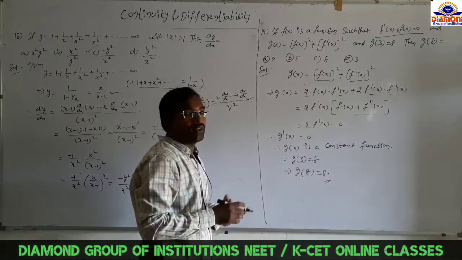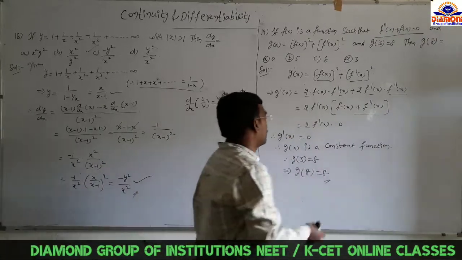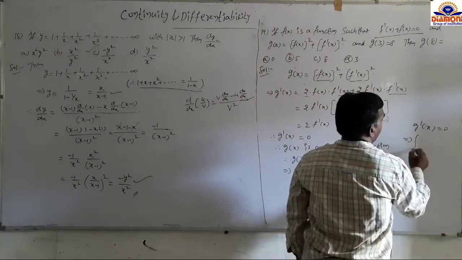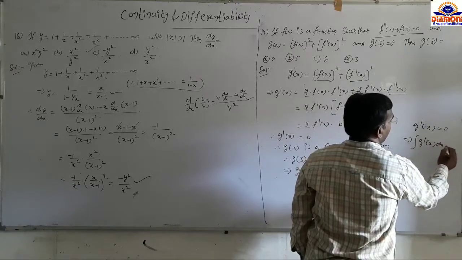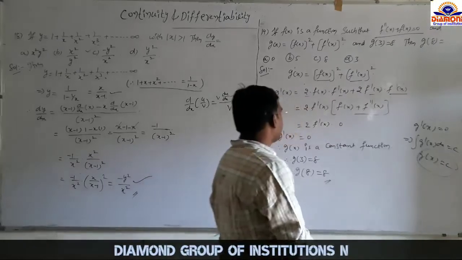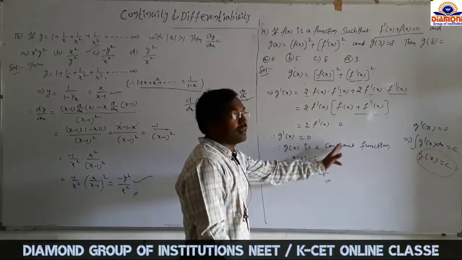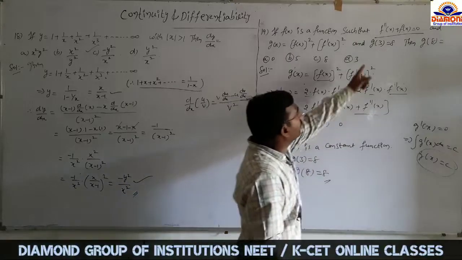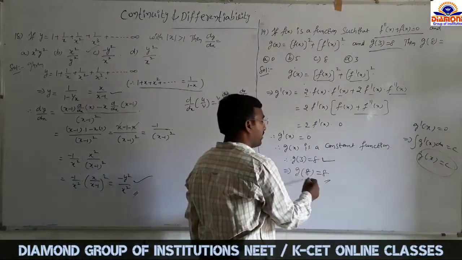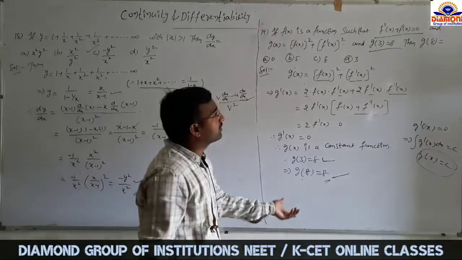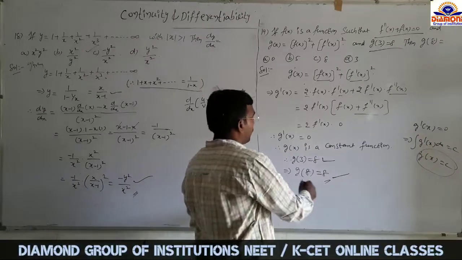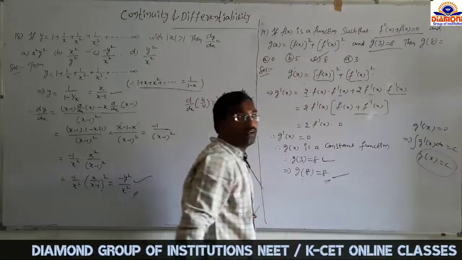g dash of x equal to 0 means g of x is constant. If you apply integration on both sides, what you get? Integral of g dash of x dx equal to constant. So g of x equal to constant here. So g of x is a constant function. That's why, what are the given values? g of 3 equal to 8. So g of 3 equal to 8 means g of 8 is also 8 only, because the given function g is a constant function. So the final answer is g of 8 equal to 8. So option C is the correct answer.